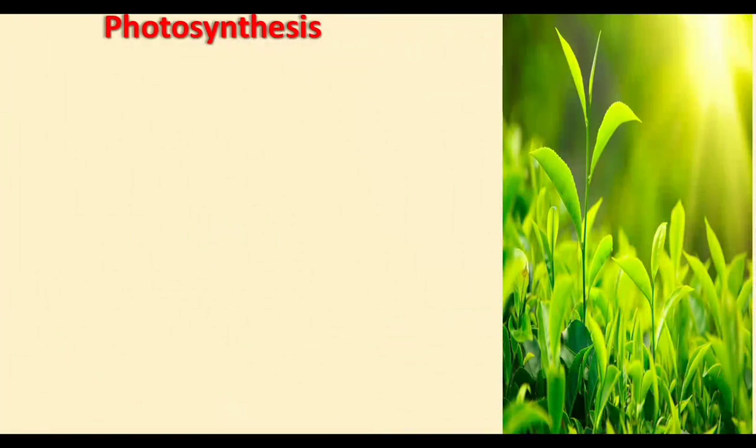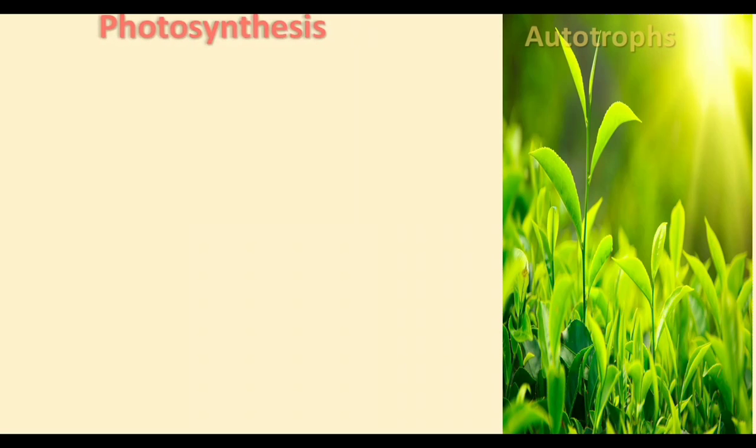Green plants are called autotrophs because they prepare their own food. How do the green plants prepare their own food? Green plants prepare their own food by the process called photosynthesis.